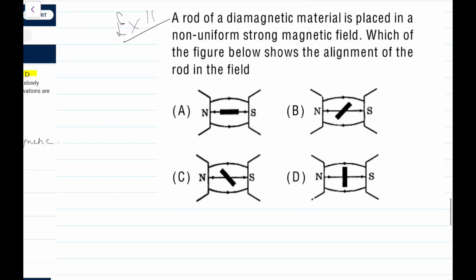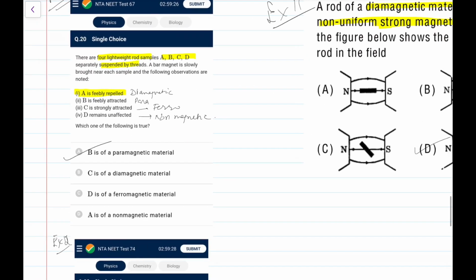Now look at this one. A rod of a dia material is placed in a non-uniform strong magnetic field. Which of the following shows the alignment of the rod? Because they tend to repel the field, they want to be in the region where the field is minimum. So just remember, they will become normal to this pole. So this is the option D. You should remember this. This will align itself perpendicular to this like this. So option D would be the answer.